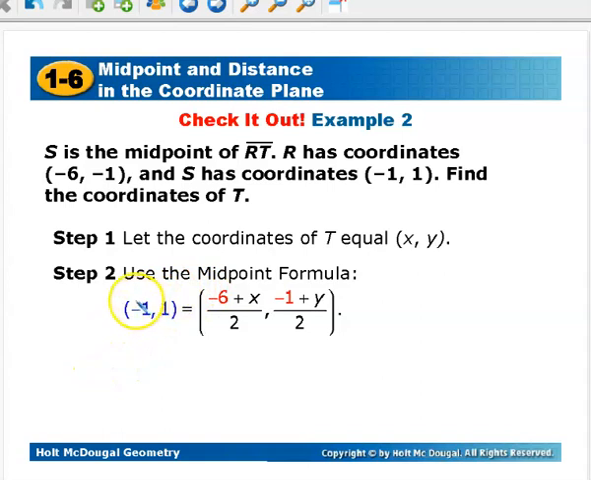So the midpoint of RT, which is S, these are the coordinates of S. Remember, we're finding the average of the endpoints here, but I don't know the x coordinate of T or the y coordinate of T. And that's what I'm looking for. So we're going to go into step 3 and we're going to separate these. We're going to put the x part together and we're going to put the y part together.